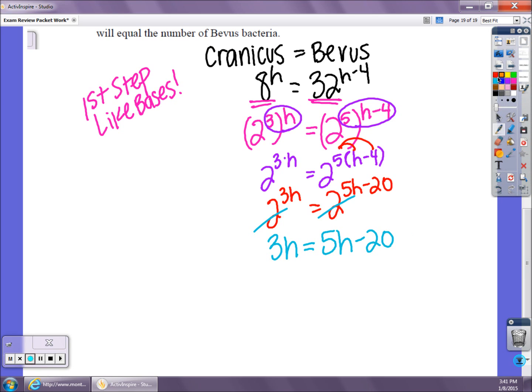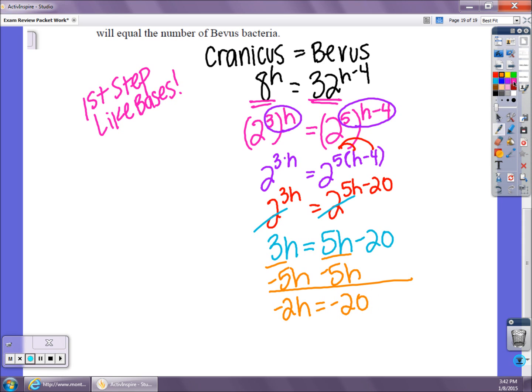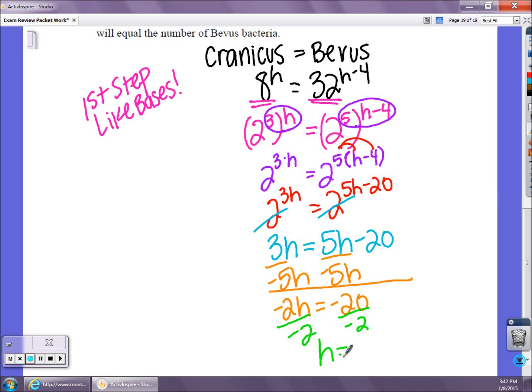So we're going to get our variables to one side, our numbers to the other. So I want to get my variables together. In order to do that, I'm going to subtract 5h from both sides. End up with negative 2h is equal to negative 20. And my final step is going to be to divide both sides by negative 2. And I get h equals 10.